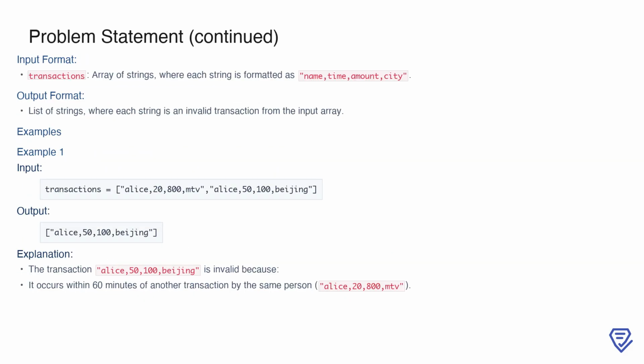To clarify the input and output formats, the input is an array of strings, where each string is formatted as name, time, amount, city. The output is a list of strings containing only the invalid transactions from the input. For example, if the input transactions are Alice 2800 MTV, Alice 5100 Beijing, the output would be Alice 5100 Beijing. This is because the second transaction occurs within 60 minutes of another transaction by the same person, and the two transactions are in different cities.